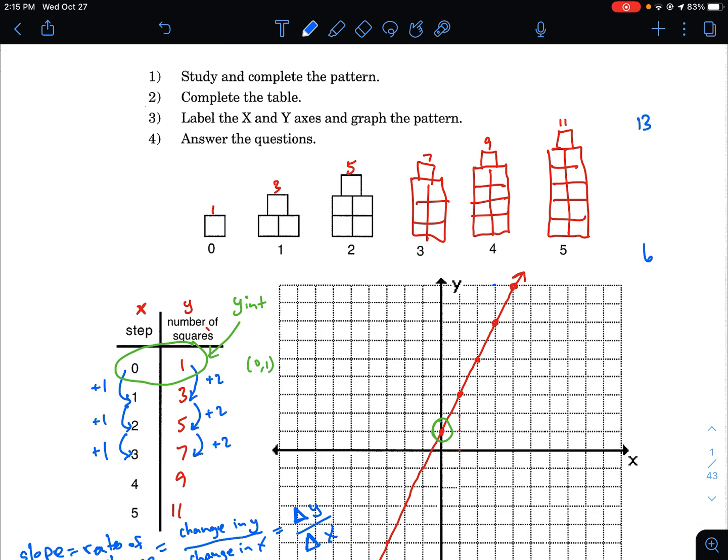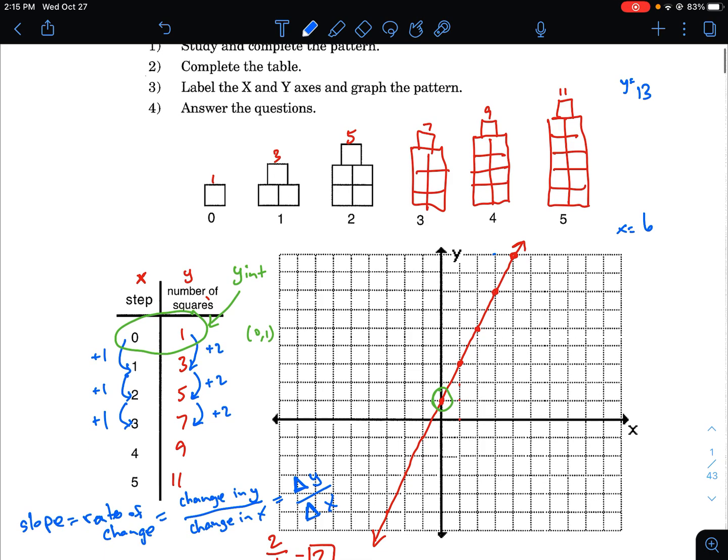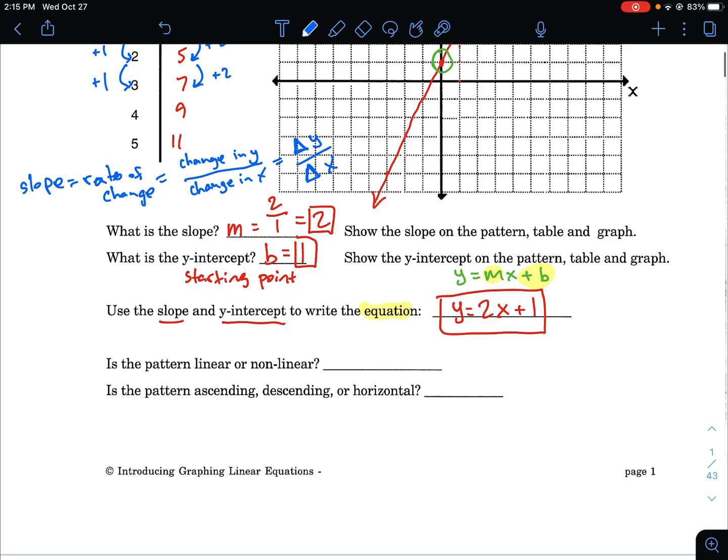Remember, the boxes, or the number of squares, refers to the y, and x is going to be the step. So let's say we were trying to figure out, hey, how many boxes would there be at the 6th step? You can use this equation to figure it out. So x is the number of steps, so we're going to replace x with 6. That's the number of steps. So x gets replaced with 6. It needs to be multiplied by 2, and you add 1 to it.